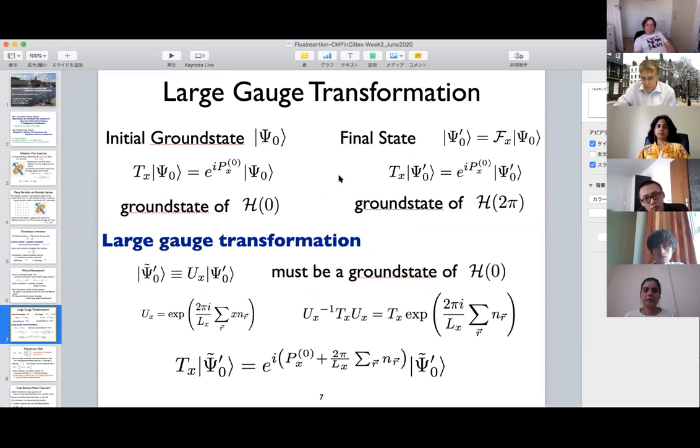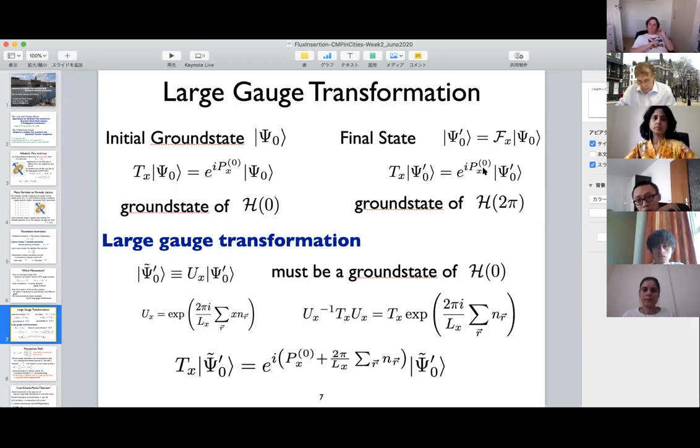So what we do is I start from the initial ground state and insert a unit flux quantum adiabatically. Then I assume that the gap doesn't close during the flux insertion, so the ground state must end up as a ground state. But this final state can generally be different from the original ground state. But as I just mentioned, the momentum is exactly conserved, so the final state after the flux insertion must have the same momentum eigenvalue px0.